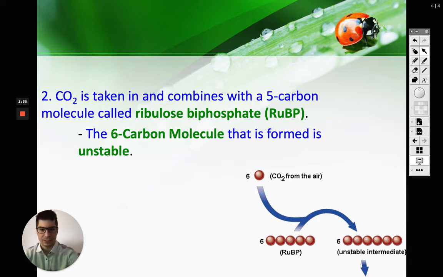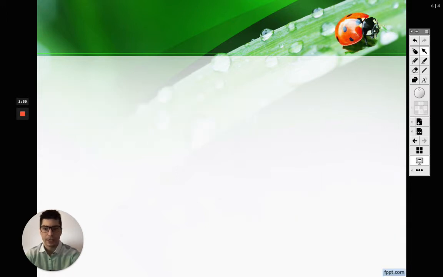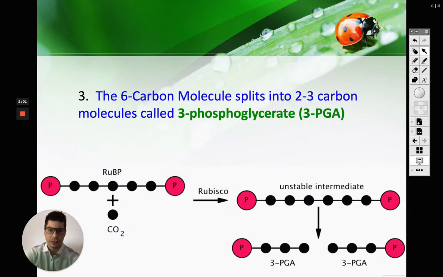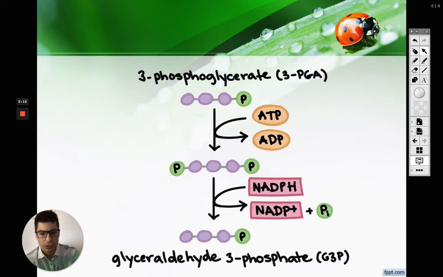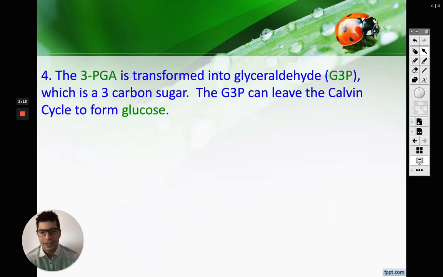Once we form that 6-carbon one, it's unstable. We talked about that last time, which is why we are going to split that one. So we split it into PGA, okay? Now, for our intents and purposes, we could say PGA and G3P are pretty much the same thing. Only difference is like between the phosphates there. All right. So once we get our PGA, it's transferred into G3P, which is glyceraldehyde. Okay, that's the fancy name for it.